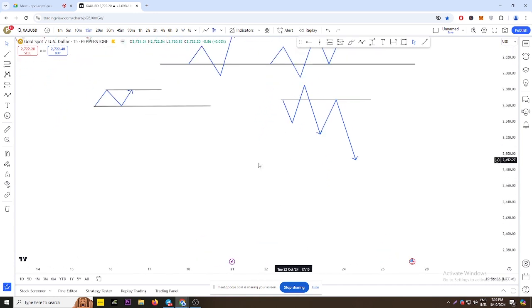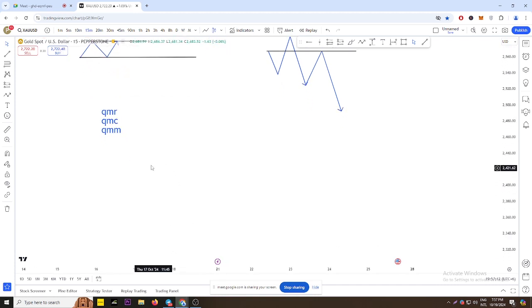Now we have three names of QM. Basically there are a few people who call it by very different names, but we are going to call it QMR, QMC, and QMM. Now what is R actually? R means reversal, and C means continuation. Continuation, right?